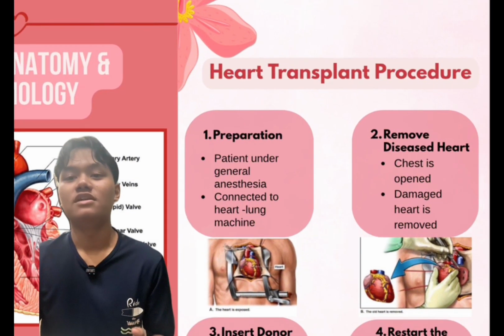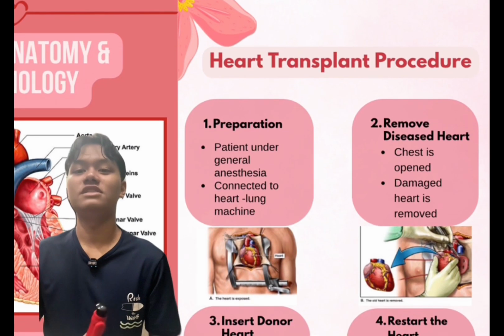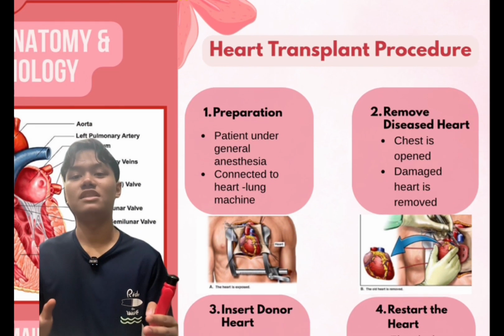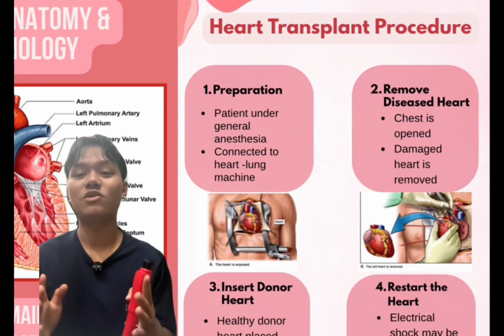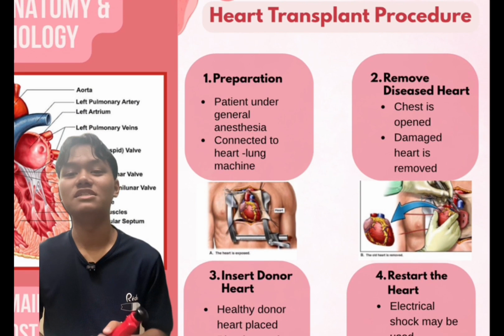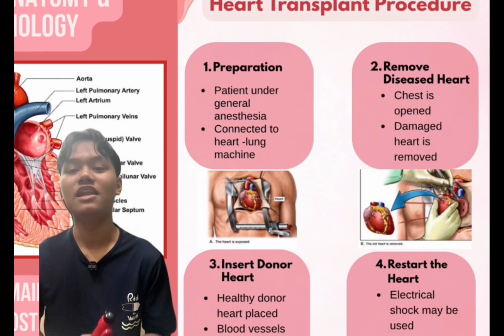Alright, I will explain the heart transplant procedure step by step. The first step is preparation. The patient is placed under general anesthesia, so they are fully unconscious and feel no pain. Then the patient is connected to a heart-lung machine. This machine temporarily takes over the function of the heart and lungs during the surgery.